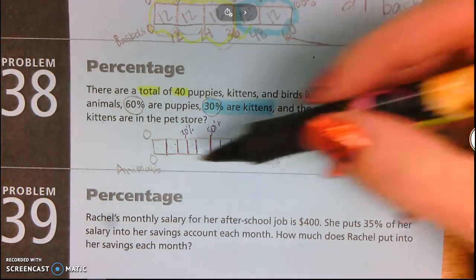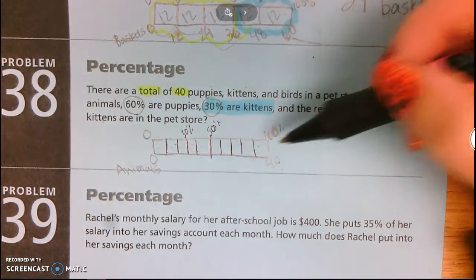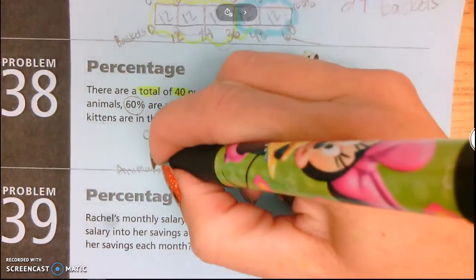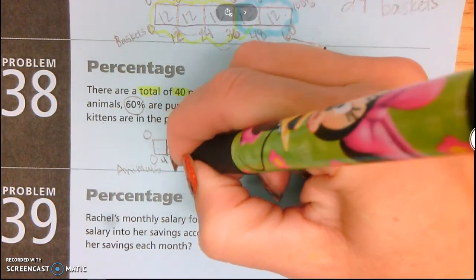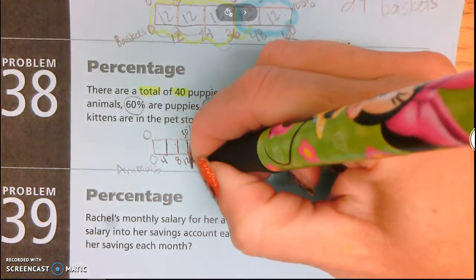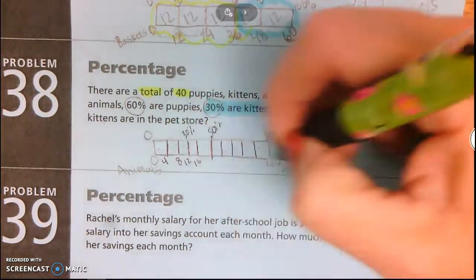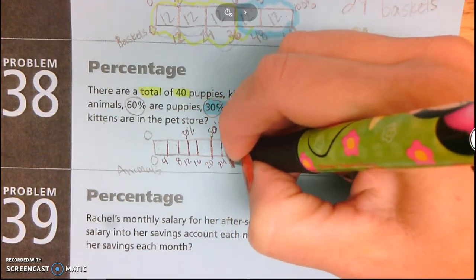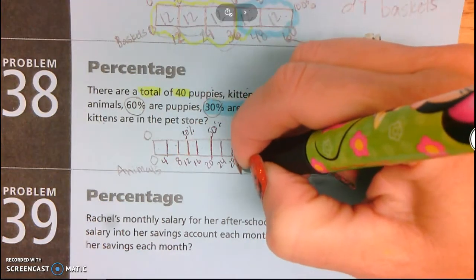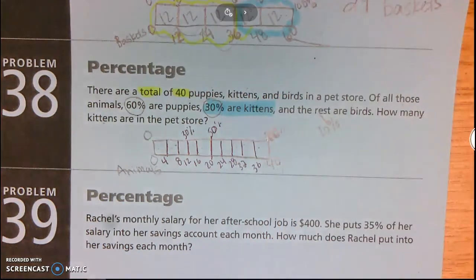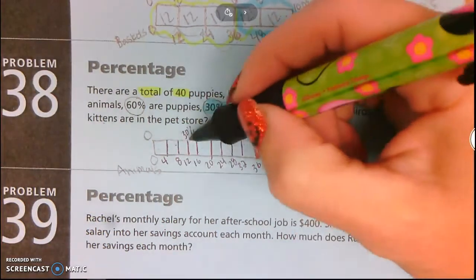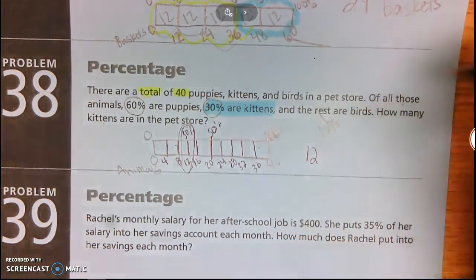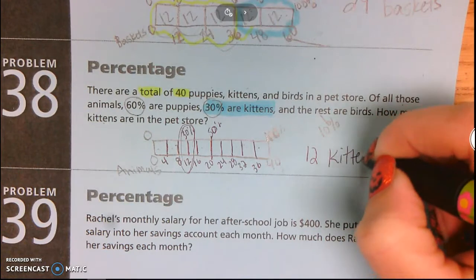So if there's 40 here and I have to break 40 into 10 pieces, that means there would be how many in each piece? 4. So this would be 4, 8, 12, 16. I could really stop there, or I could keep going just to make sure that I get to 40. 16, 20, 24, 28. Man, those basic facts come in handy. 32, 36. It does get me to 40. And now 30% shows me that that would be 12 kittens. There are 12 kittens in the store.